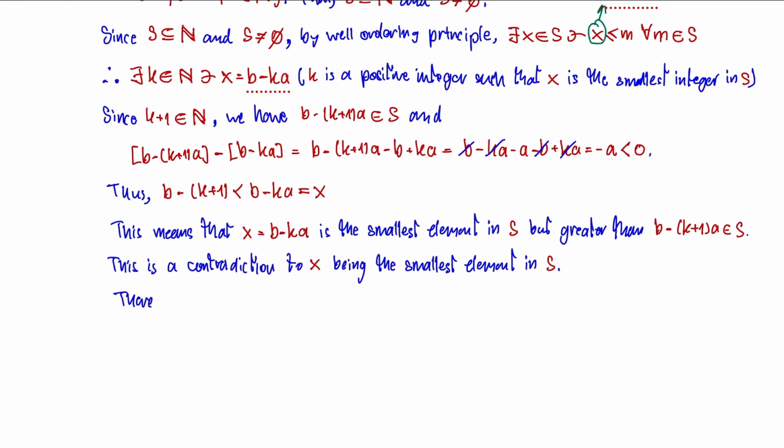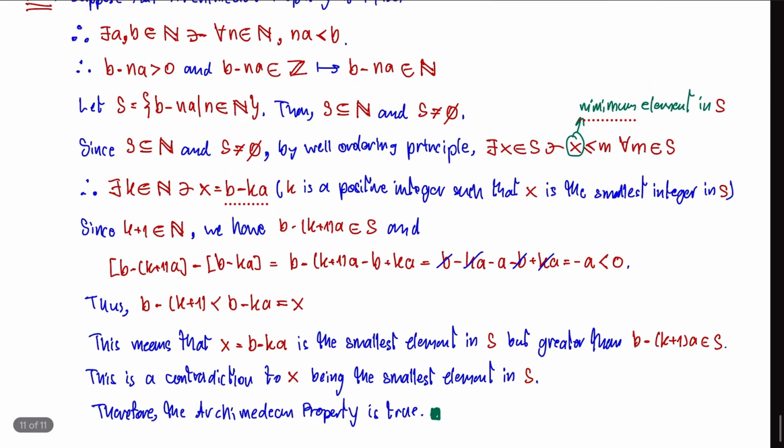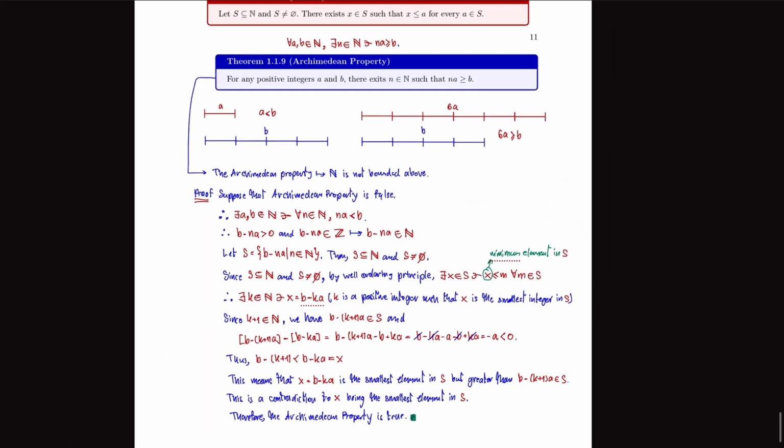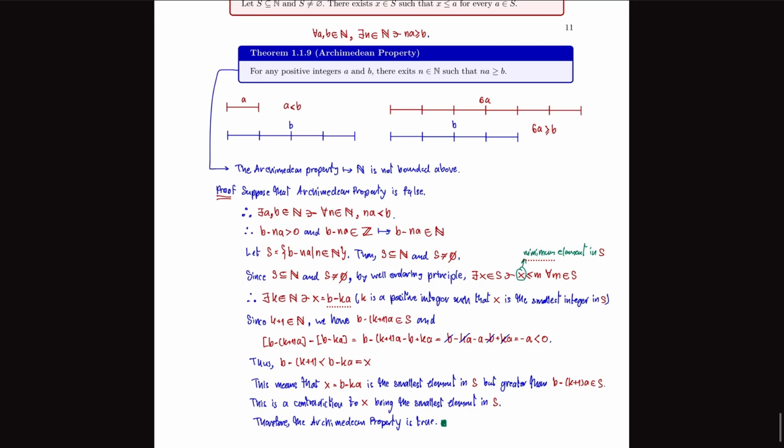Therefore the Archimedean property is true. So we proved this property already. Okay? And that's the proof of the Archimedean property.